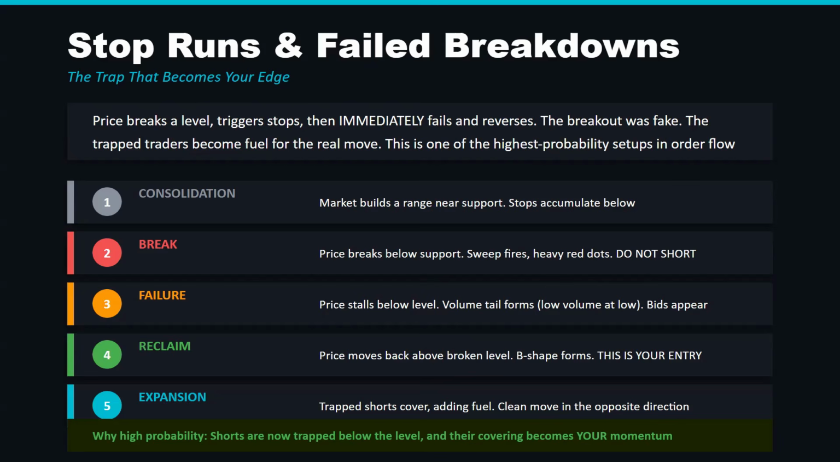Now, I'm not saying initial breakouts can't work, but I'd say it's better to identify stop runs and potentially trade the opposite, and trade the failed breakdowns or the failed breakouts. This way your risk reward is tremendously better.